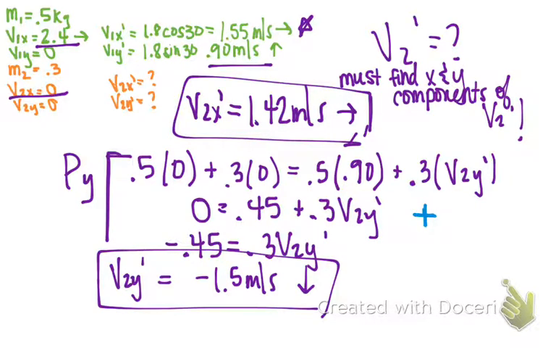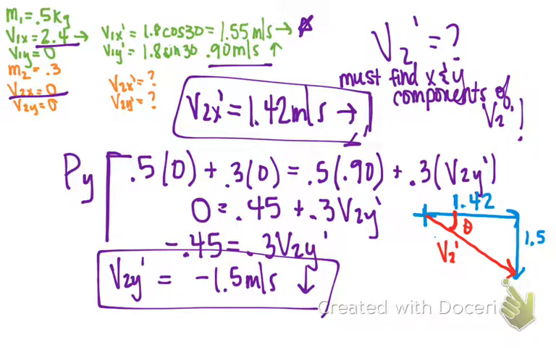My x component goes to the east at 1.42 meters per second. My y component goes to the south at 1.5 meters per second, which means my resultant, which goes from the origin to the tip of the last vector, must equal v sub 2 prime, and I want to find that angle as well. Okay, v sub 2 prime has to be a velocity vector, which means it must include both magnitude and direction.